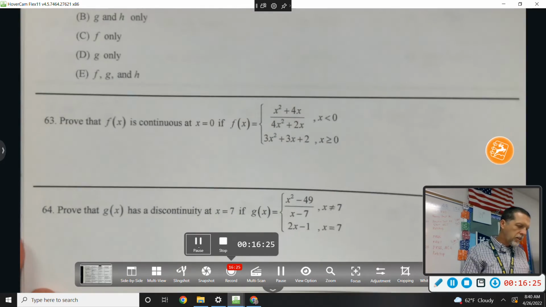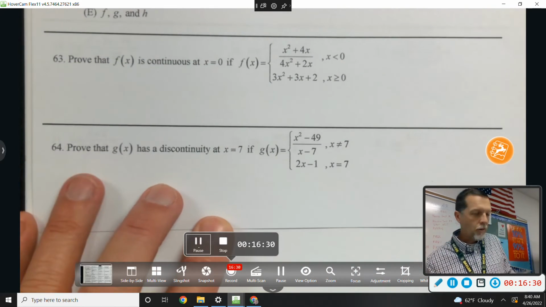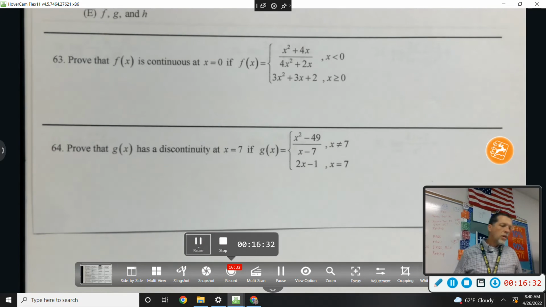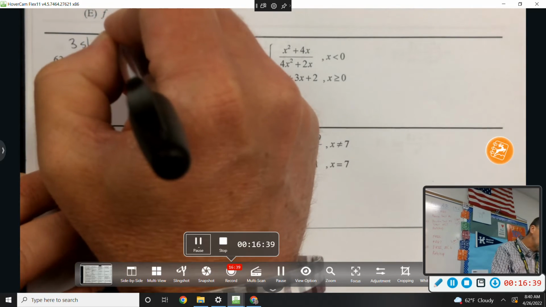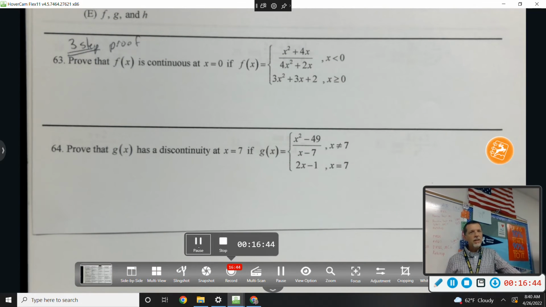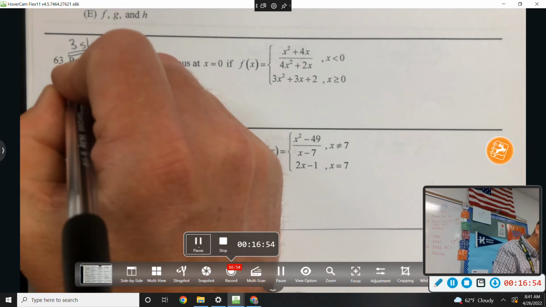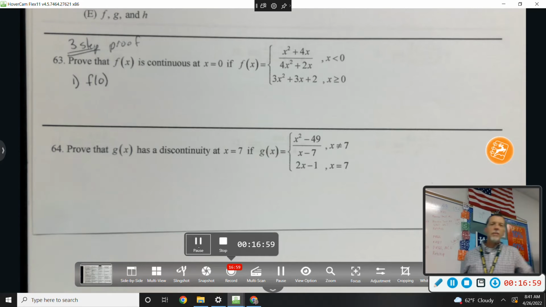Now 63 and 64. I don't think there was one like that on the homework, and there is one like that on the test. Prove continuity with the 3-step proof. I think the test mentioned something about 3 steps, so that's a reminder. The 3 steps for continuity are: the function exists, the limit exists, and they're equal to each other. You have to show the 3 steps.